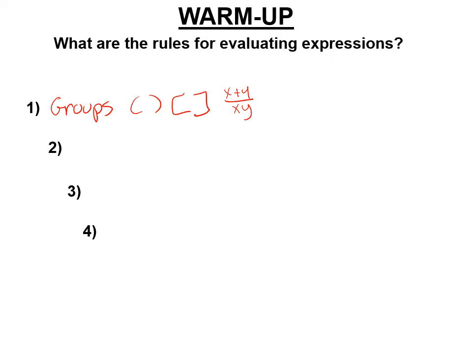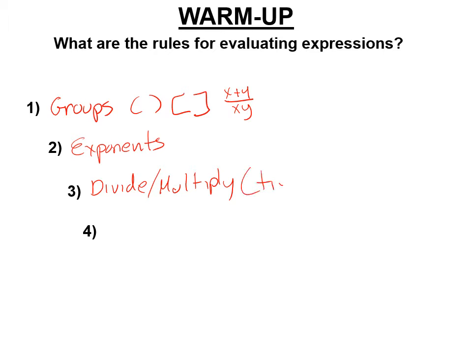Number two is, what are those little numbers called? They're called exponents, right? The whole thing is called a power. The little number is called an exponent. Then you do, I like to write the word divide first, so we're very clear that divide and multiply are tied, and you break the tie.